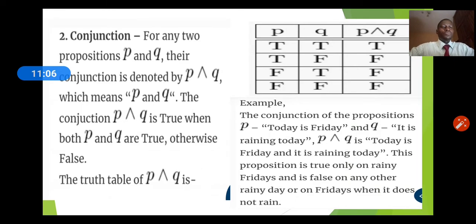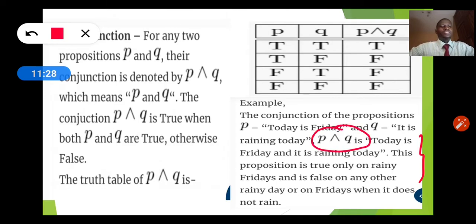Now let's look at the example. The example says today is Friday and it's raining today. That "and" in between them shows that it is a conjunction. So that symbol shows P and Q: it is Friday and it is raining today. P is today is Friday, Q is it is raining today. So we have done a conjunction of the two statements.